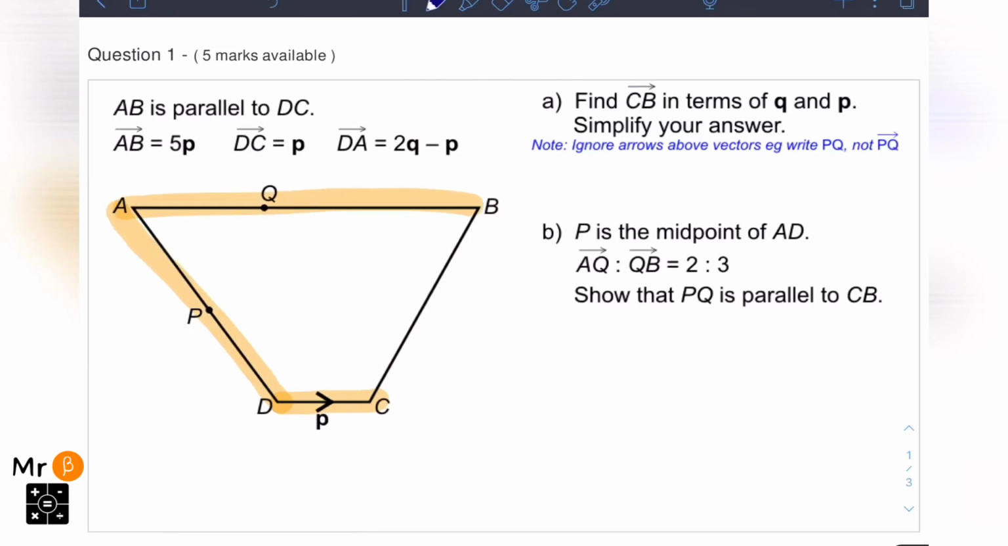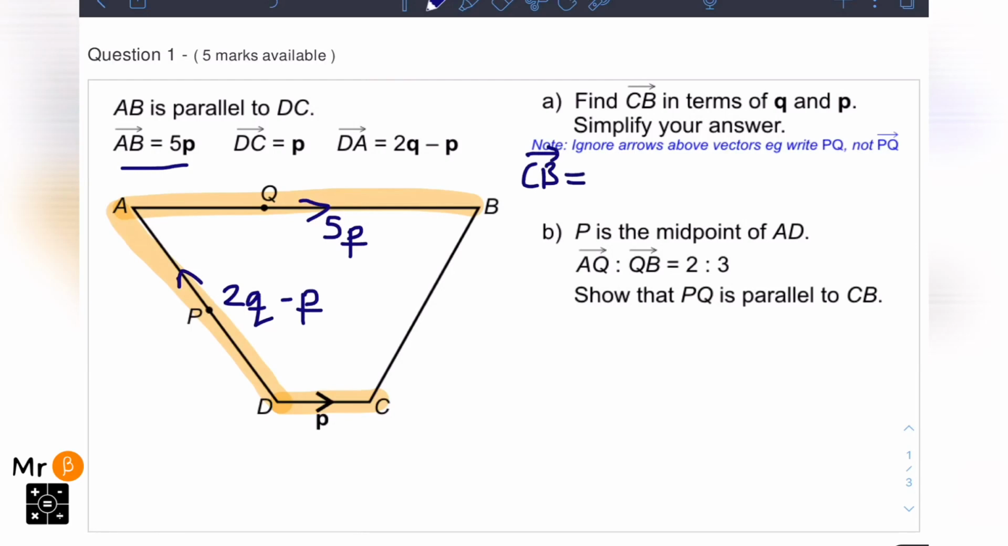It hasn't labelled on the diagram all the key parts, but it gives you the information at the top of the question. So we know to go from A to B, it is this vector 5p. To go from D to C, that's labelled on as this vector p. And finally, D going to A is 2q minus p. Again, it's key to get the direction arrows on. So now we've got enough information to work out what CB is.